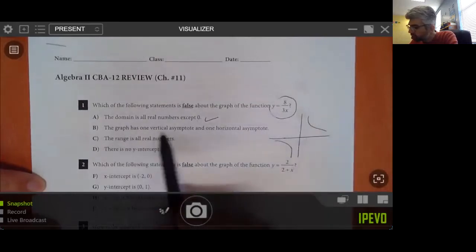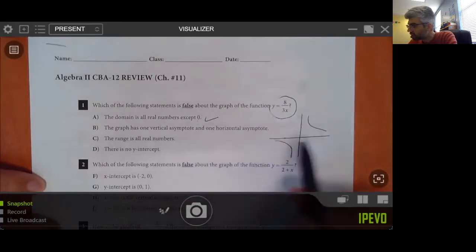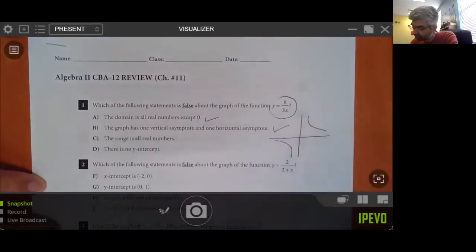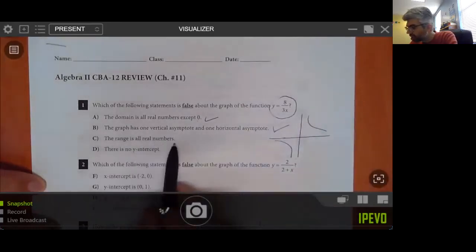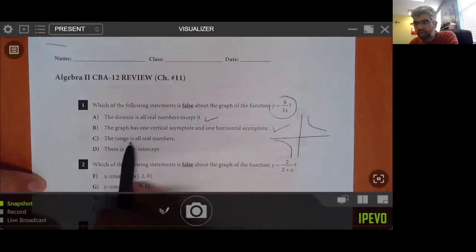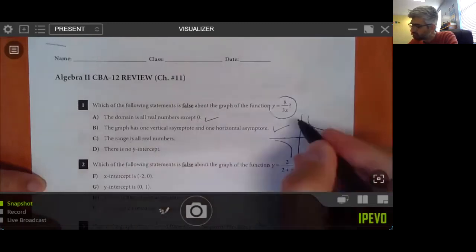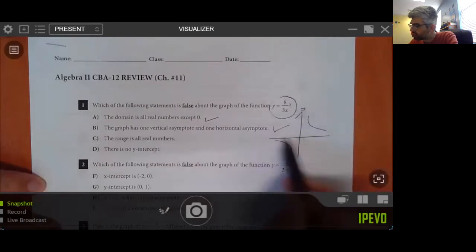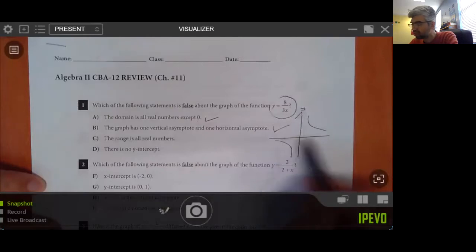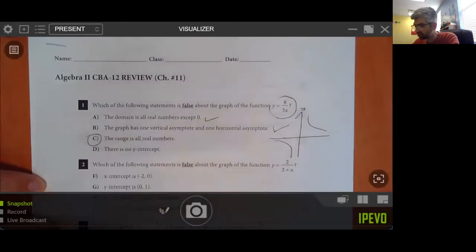The graph has one vertical asymptote and one horizontal asymptote. This is the horizontal asymptote, and this one is the vertical. And yes, it is correct. The range is all real numbers. Range, as you know, is the y values of the function, the set of function values. But here you see y values on the y-axis, we see 0. When y is equal to 0, there is no x value. It means 0 is out of range, so this is false.